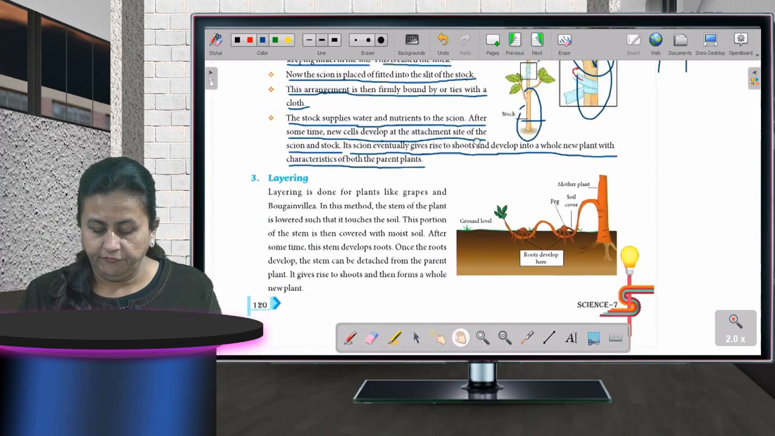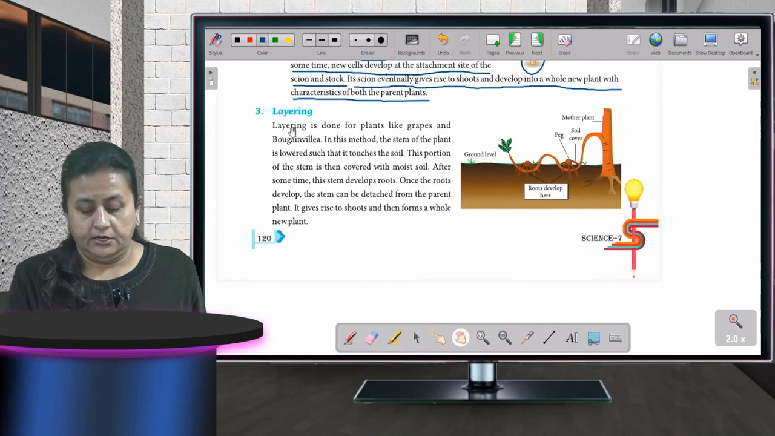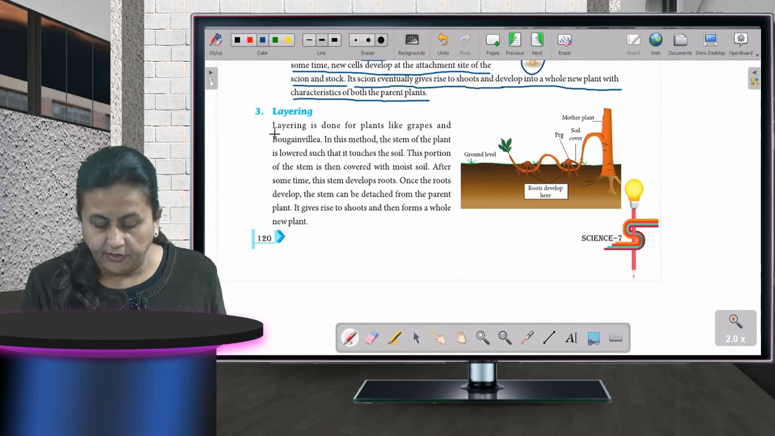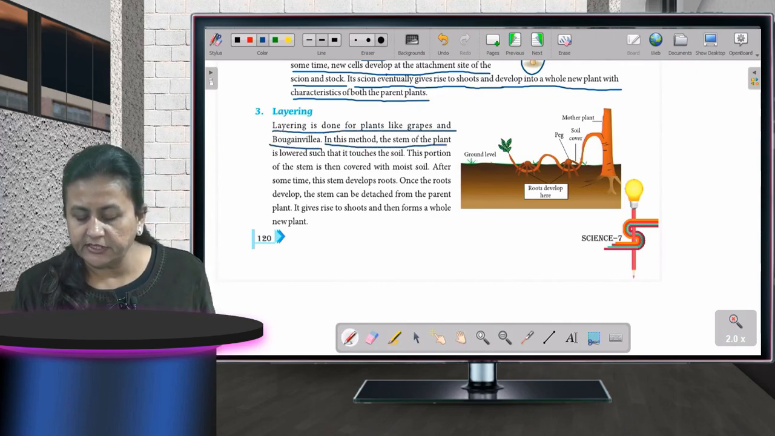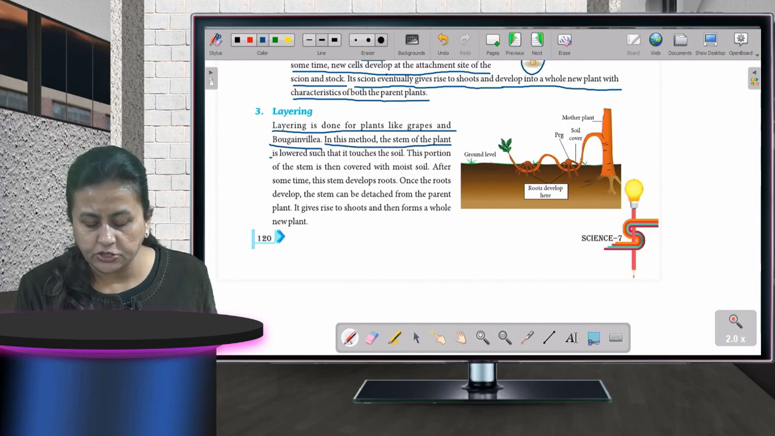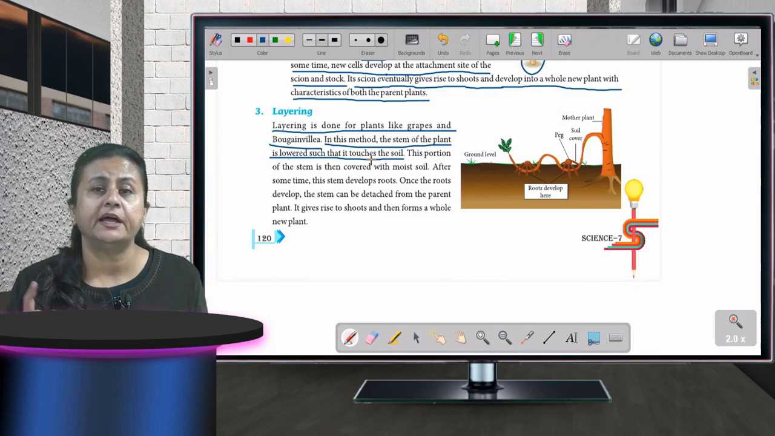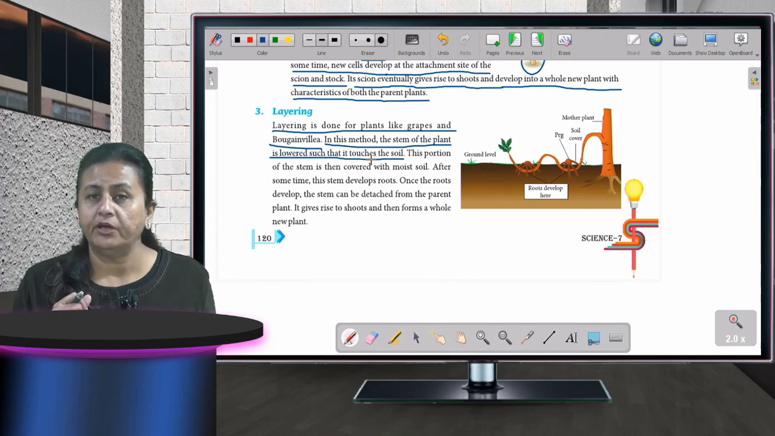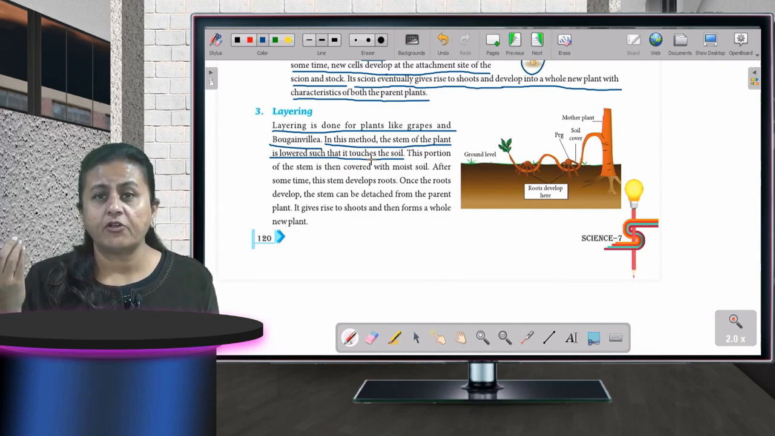Now we will come to layering. Layering is done for plants like grapes and bougainvillea. In this method, the stem of the plant is lowered such that it touches the soil. In which plants are we doing this? We are doing it in plants like grapes and bougainvillea. They don't have a hard stem, they have soft and weak stems.